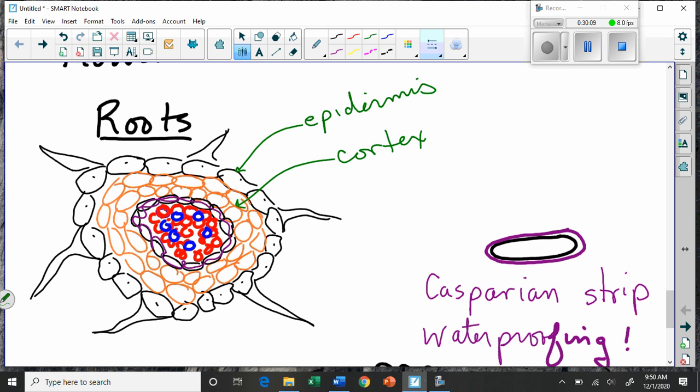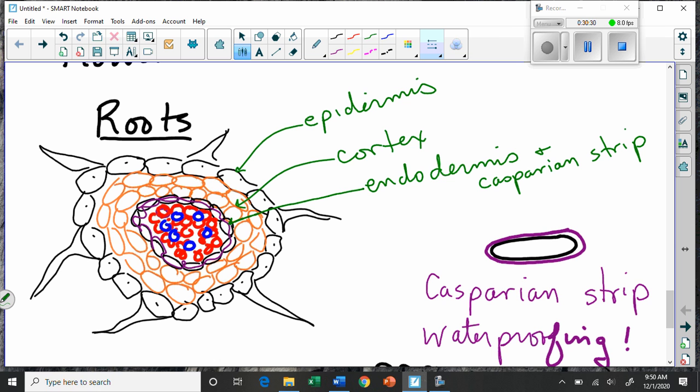Then we have the endodermis, with the Casparian strip. So that would go right here to this black layer right there. And then we have the vascular tissue, which is the xylem and phloem, in the center. All right. I'm going to let you catch up to me with the list. So that's how a root looks.